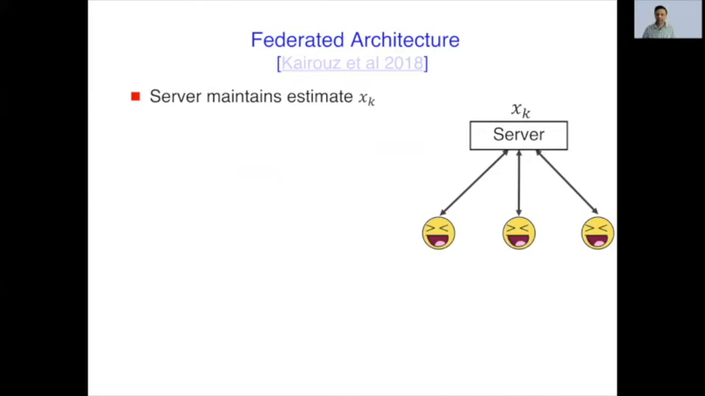Now, we looked at one server-based architecture where each of the agents knew their own cost function. The server maintained the estimate, and the server would send the estimate to the agents, and then the agents would upload the gradients to the server.